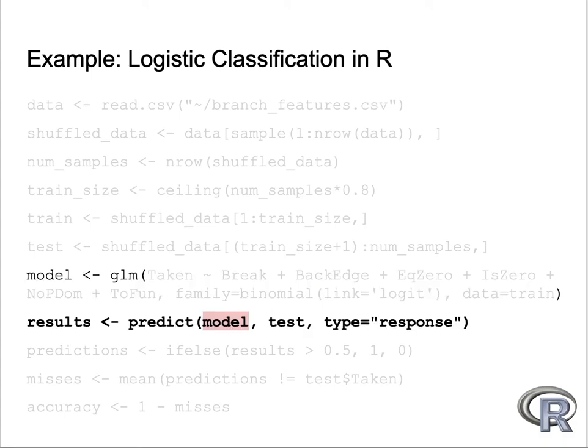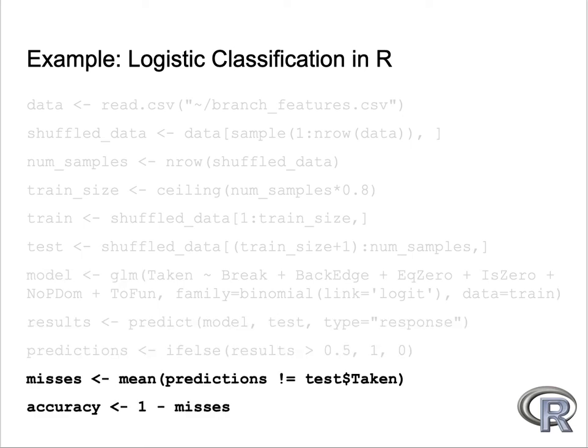Once we've trained the model, we can use it to carry out predictions. Notice that we are performing predictions on the test set. Here, we will consider a branch as taken, as A1, if the result that we obtain after applying the sigmoid on the features of the branch is greater than 0.5. Once we have predictions, we can count misses. And then our accuracy is 1 minus the number of misses.